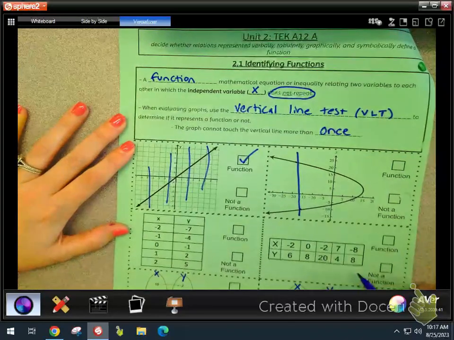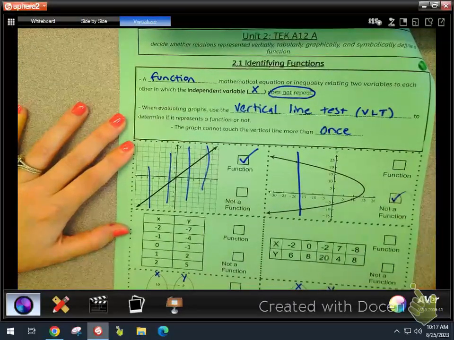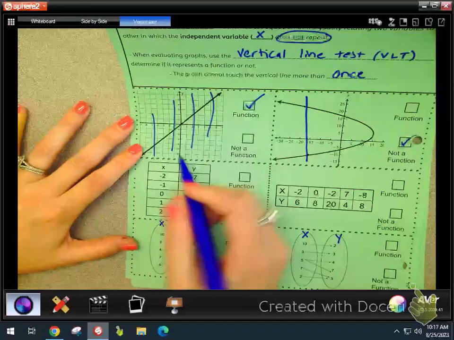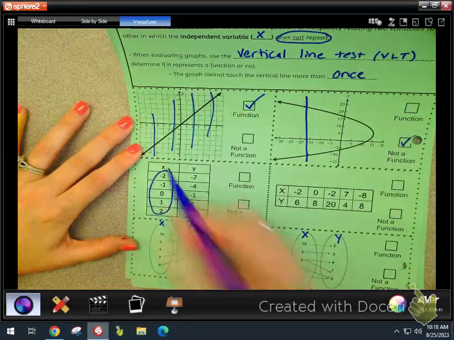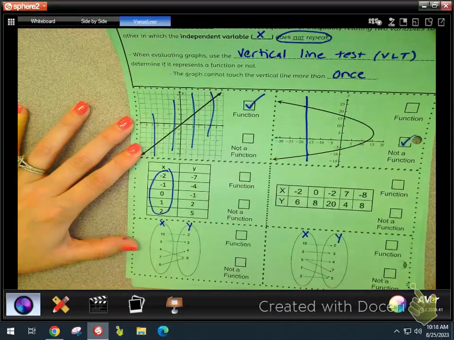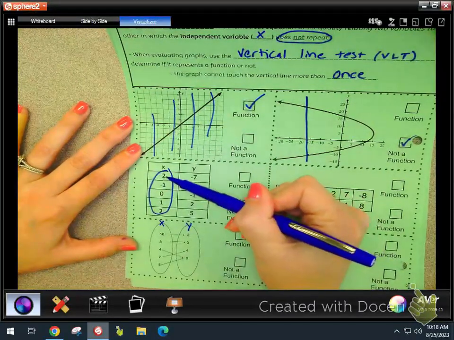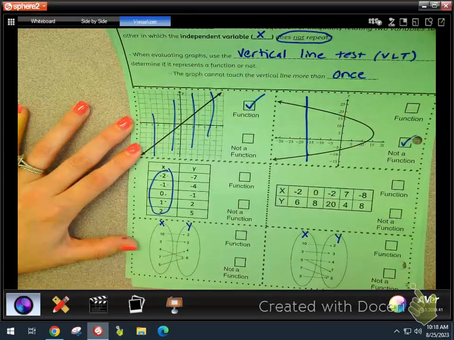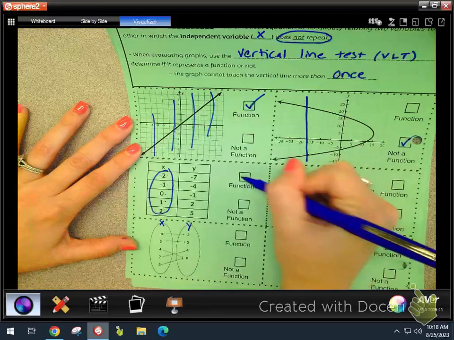Because it touches 2 times. So not a function. Okay, let's talk tables. Tables, we're looking at our x's. I'm going to circle my x's because that's really the only thing that I care about. I don't care what's going on with the y's. Y's can repeat. It's x's that cannot. -2, -1, 0, 1, 2. Did any of those guys repeat? No. So then that means it is a function.